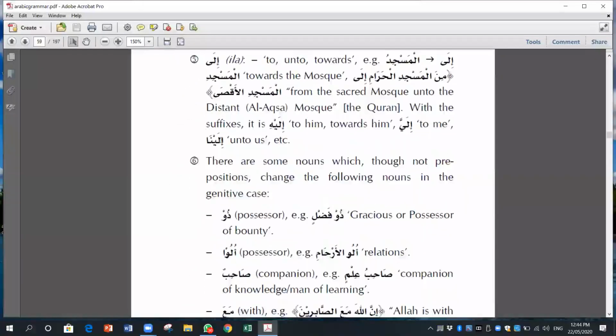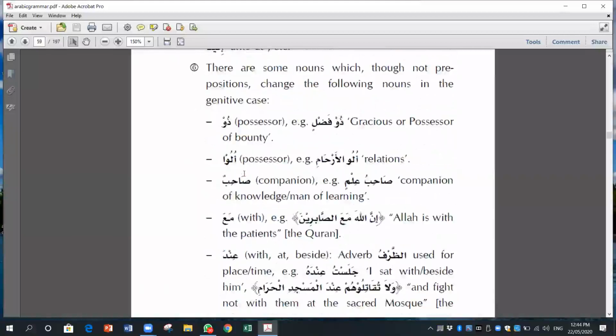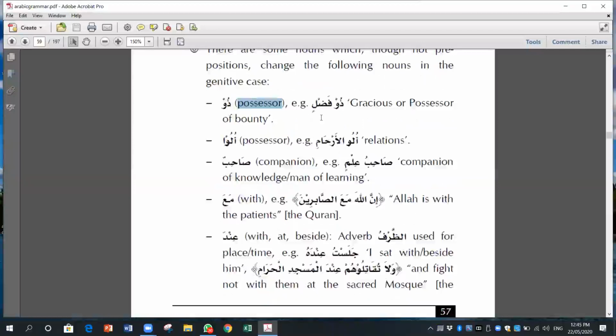Ila we have done, right? So there are some random nouns which, though not prepositions, change the following nouns into the genitive case, like the harf jar. So zu is one of them. Zu, the meaning is possessor. When we say zu fadlin, we translate the possessor of grace, bounty, gracious. Zul jalali, the possessor of jalal. In Urdu, we say jalal wala. Whenever this zu comes, we have to put kasra. Zu automatically gives kasra to the noun which follows it. To the nouns only, because we are discussing nouns. They always come with nouns.